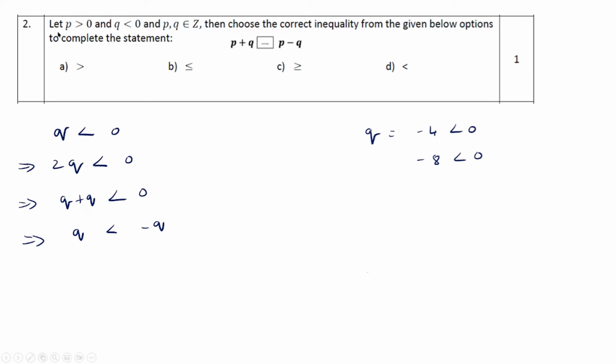Since it is given that p is a positive integer, we can add p to the left hand side and the right hand side. This implies p plus q less than p minus q, since p greater than 0. So the correct option is p plus q less than p minus q. So the correct option is option D.